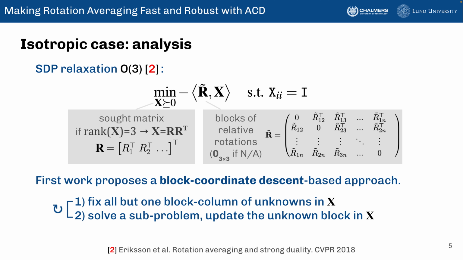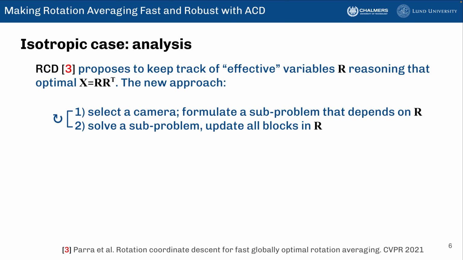This first work proposes a block coordinate descent approach that is shown on the slide. The follow-up work proposed to keep track of the so-called effective variables in matrix R, reasoning that the optimal matrix X is factorizable into the rotation matrices. And the new approach looks like how it's shown in the slide.